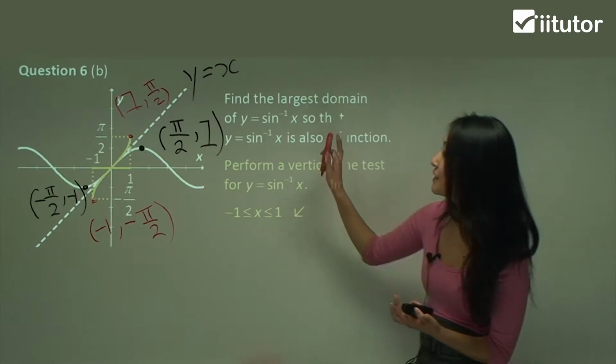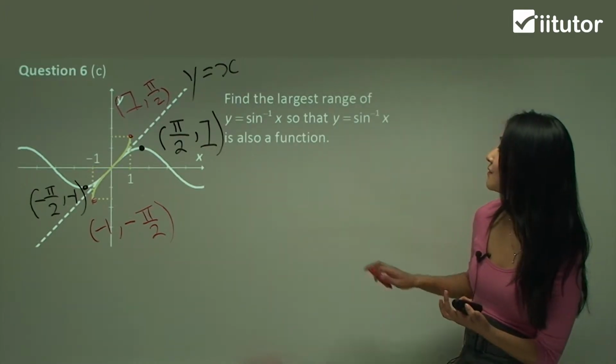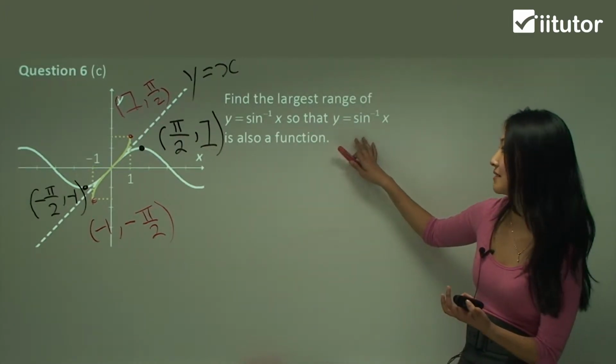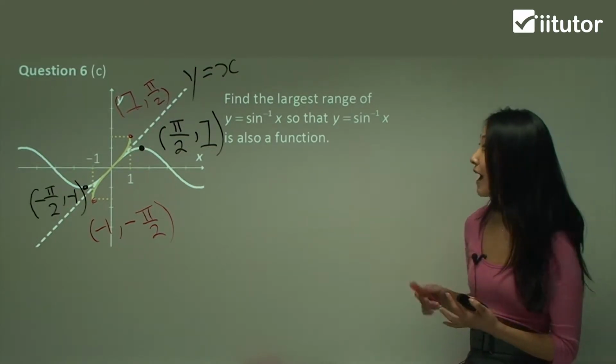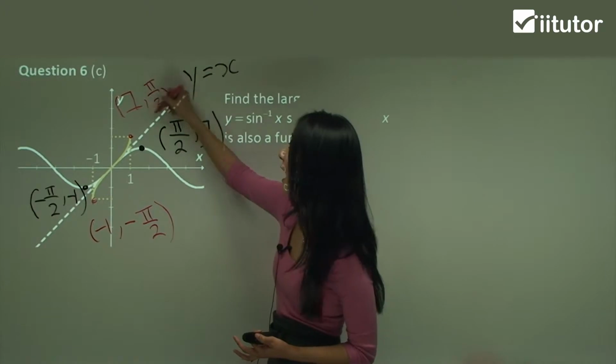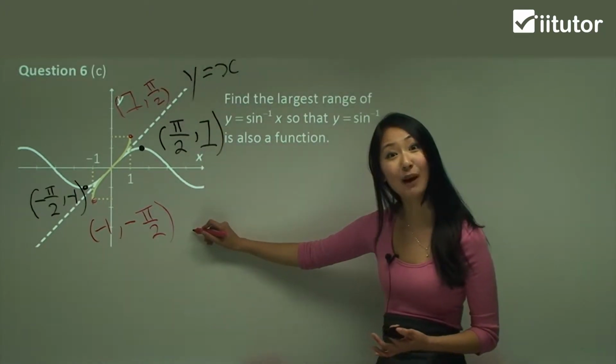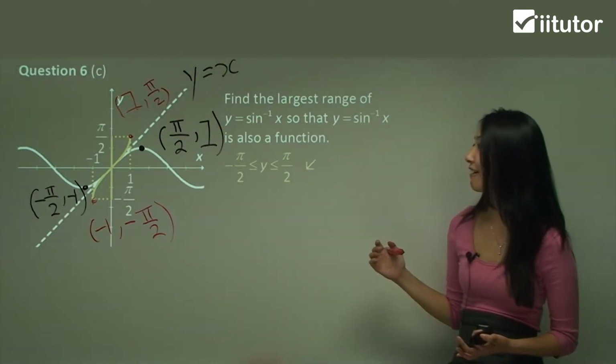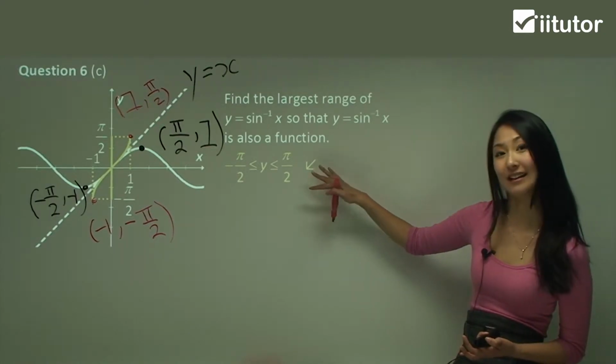All right, so if we know all of this, let's find the largest range of this so it's also a function. So the range, because we've already flipped the values, you can see it's going to just go from pi on 2 to -pi on 2, isn't it? So our range is what's defined here.